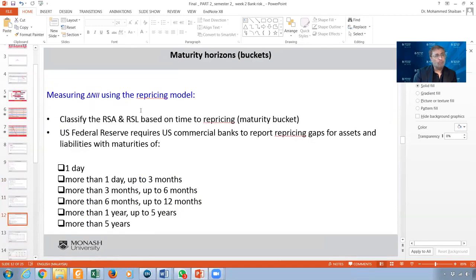Okay, so now we want to measure the changes in the net interest income using the repricing model. Now, you have to classify the risk sensitive assets, because to calculate the interest rate risk in a bank, if they give you all the loans, maybe you need 6 months as a team to take each loan, especially if you have so many loans.